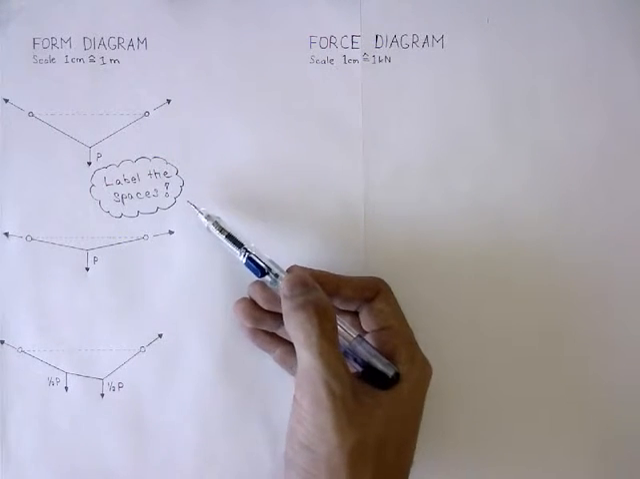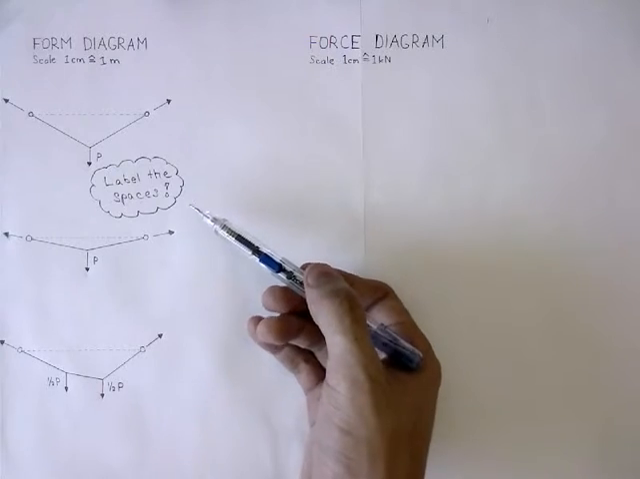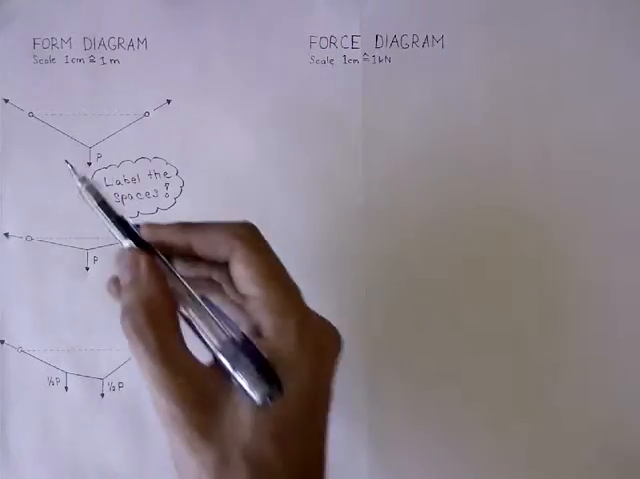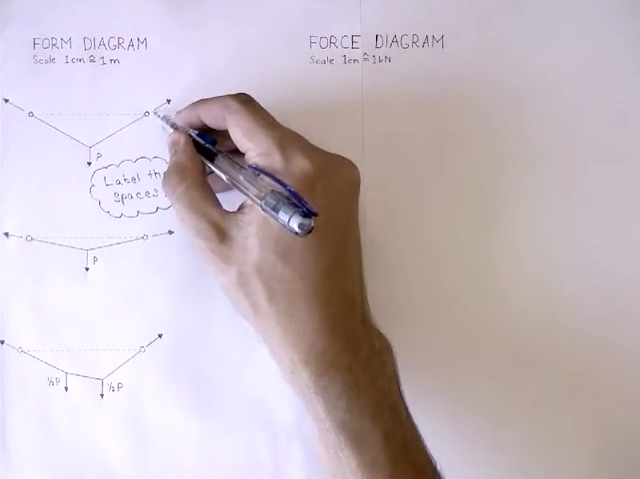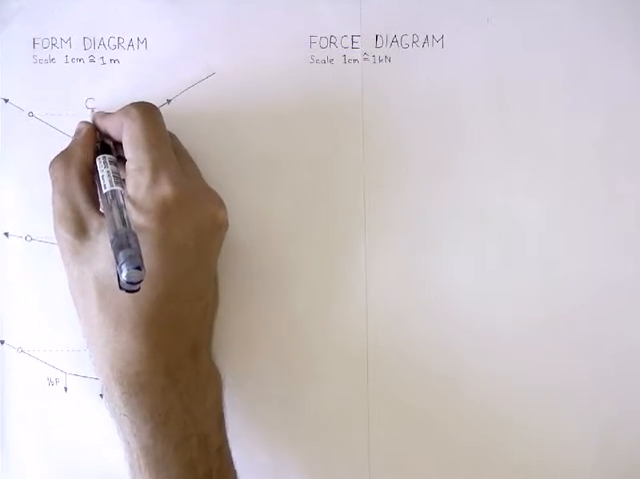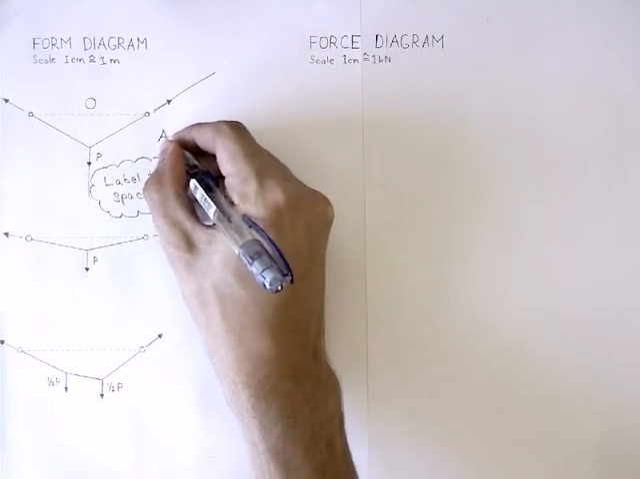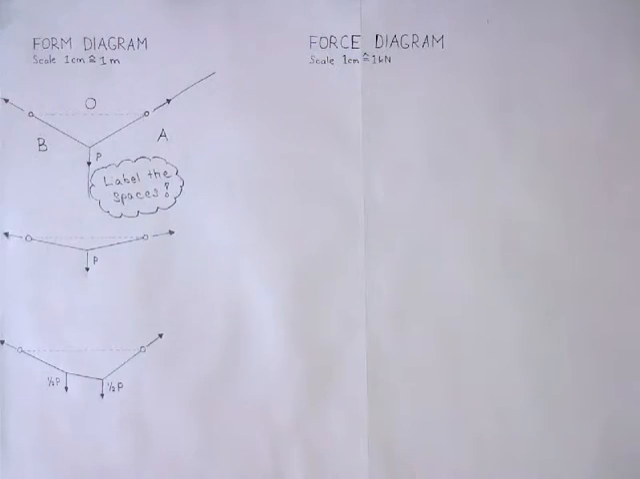Every time you do an exercise in graphic statics, one of your first steps should be labeling the spaces. Look for the forces and imagine them as separators. The inside space is usually marked as O. Now label the other spaces in the clockwise direction. Remember to always label in the clockwise direction. You save yourself some confusion by drawing the force diagram.